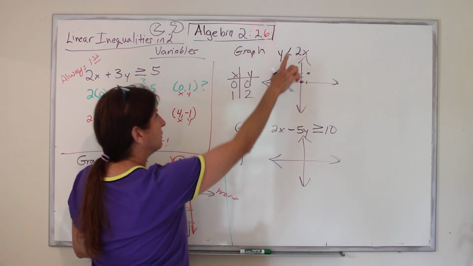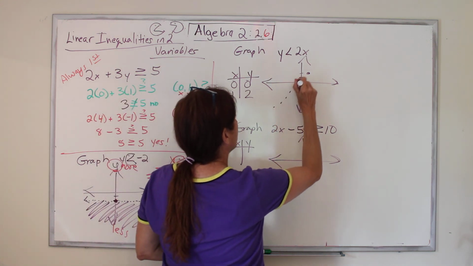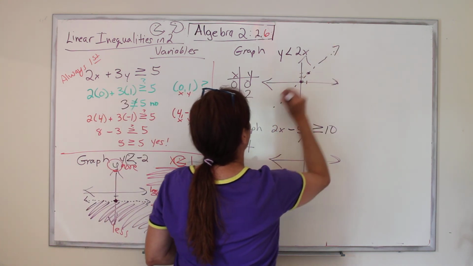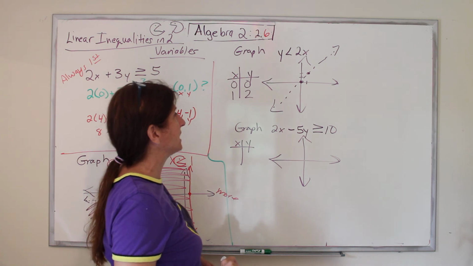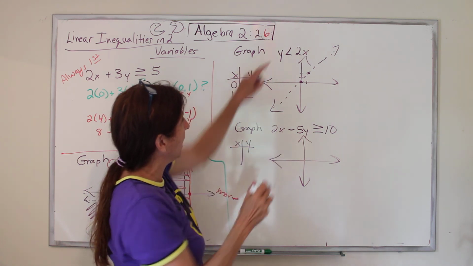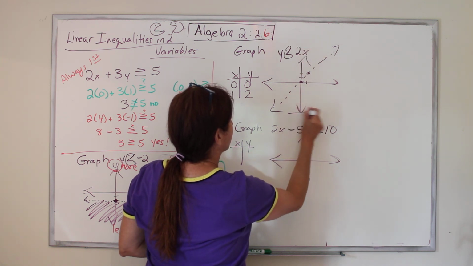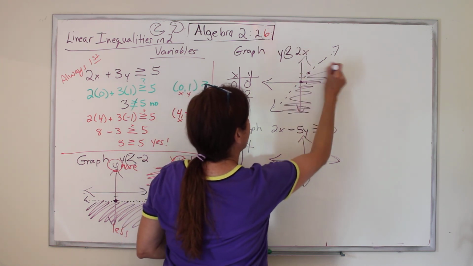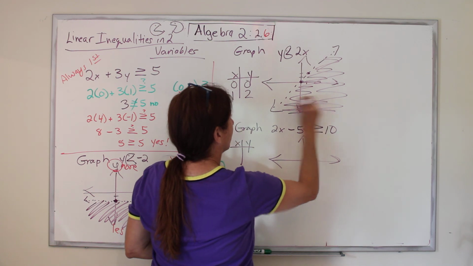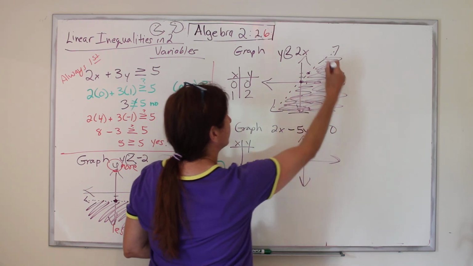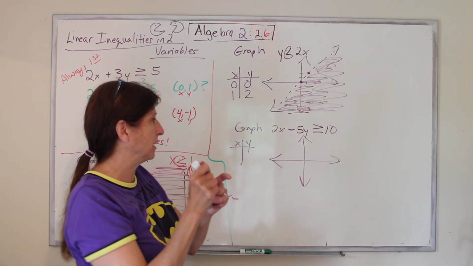It does not have an or equal to, so it's dotted. And now, which side do I color? Well, y is less. So we're going to color on the y-axis the left side. Does that make sense? I'm sure you're all saying yes, it makes great sense.